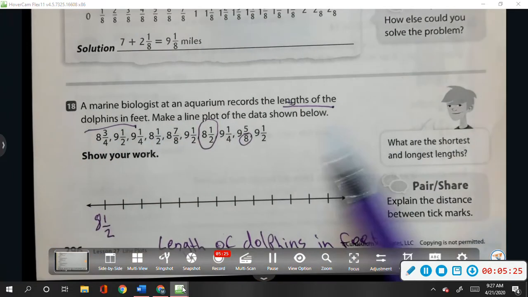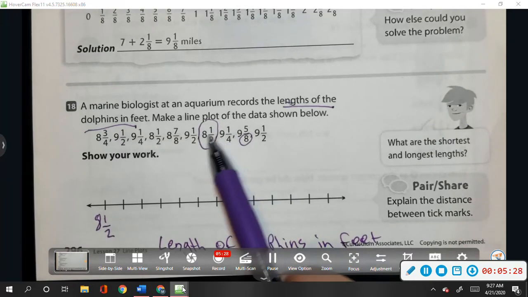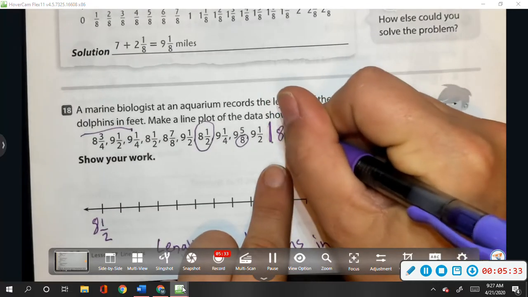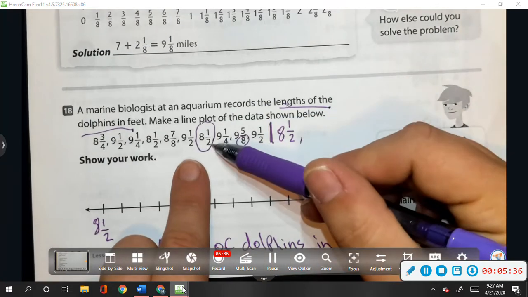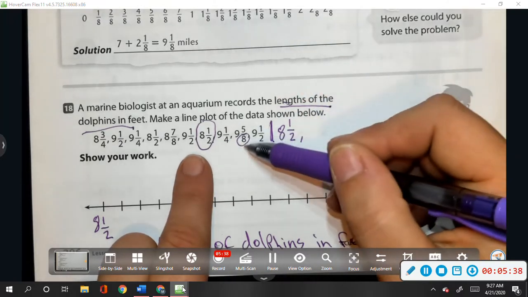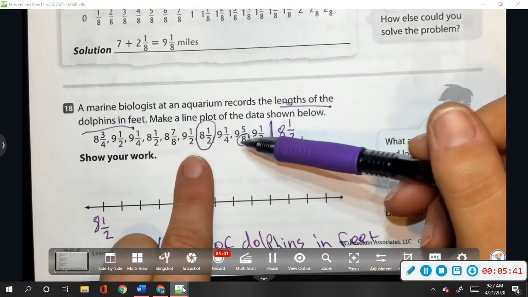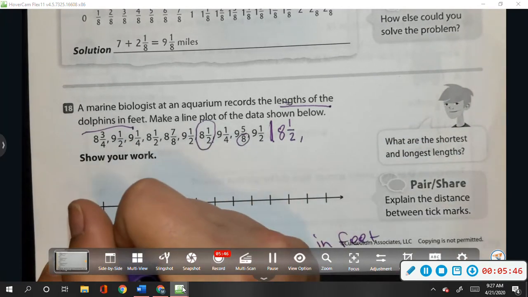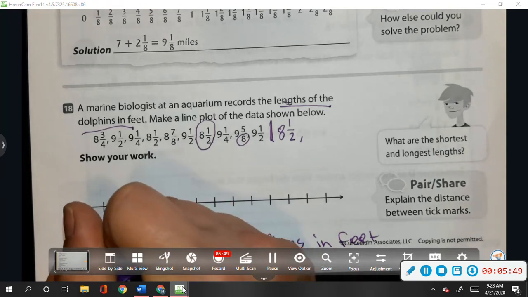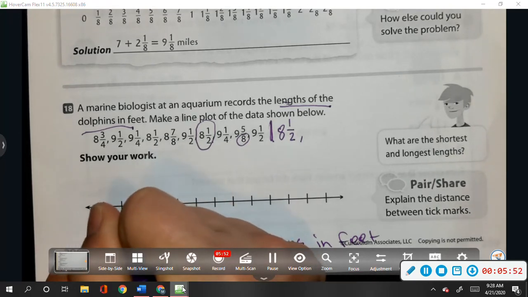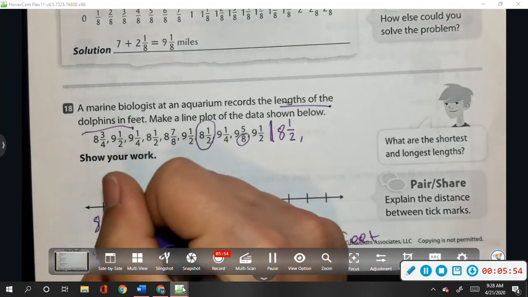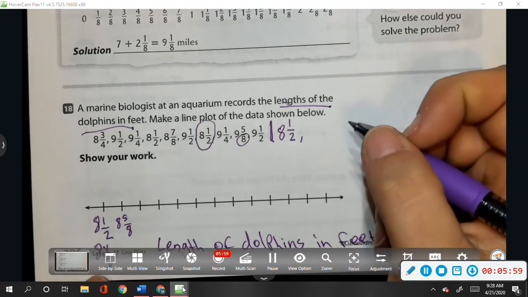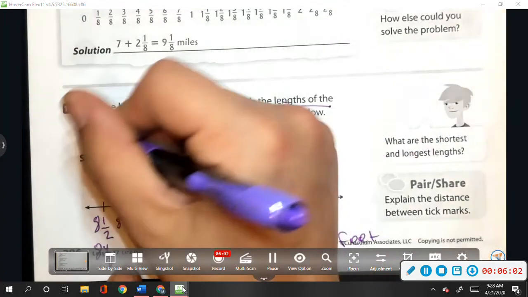If you're unsure of how to figure that out, you can always order these to the side. So 8 1/2 is our smallest. Then it goes to, let's see, that would be 8.5. That is the same as 8 4/8. So that's 8 4/8. This would be 8 5/8. Then we would have 8 3/4.